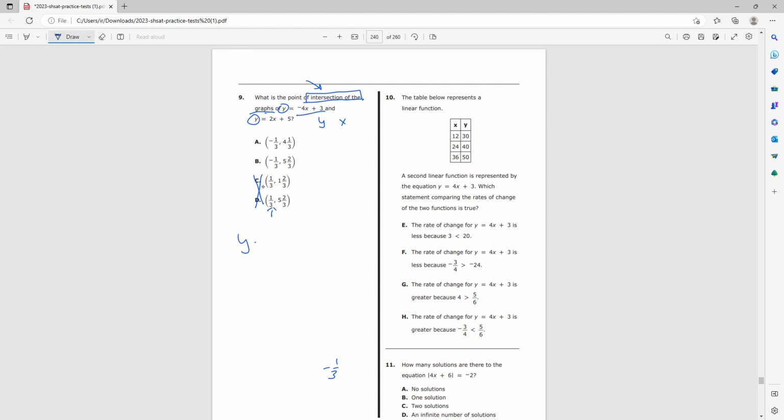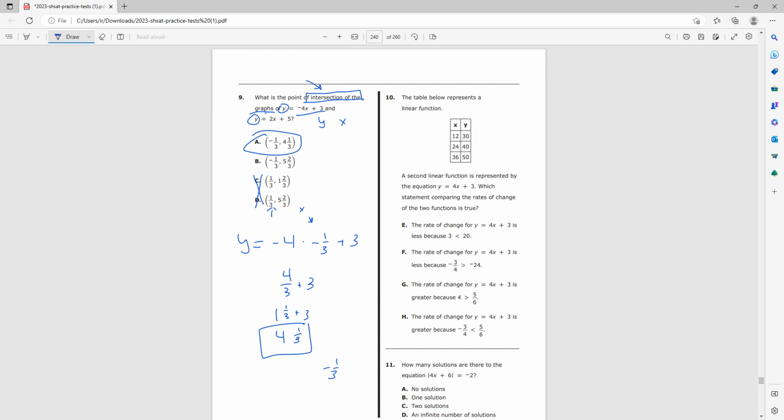I'm just going to do the top equation. So I'm going to have y is equal to negative 4 times negative 1 over 3, which is our x value, plus 3. So here we have positive 4 over 3 plus 3. This is the same thing as saying 1 and 1/3 plus 3, which is the same thing as saying 4 and 1/3. And that's going to be our answer. So just to sum up, for intersection questions, we set them equal to each other, and then we solve for x, and then we plug that x value in.